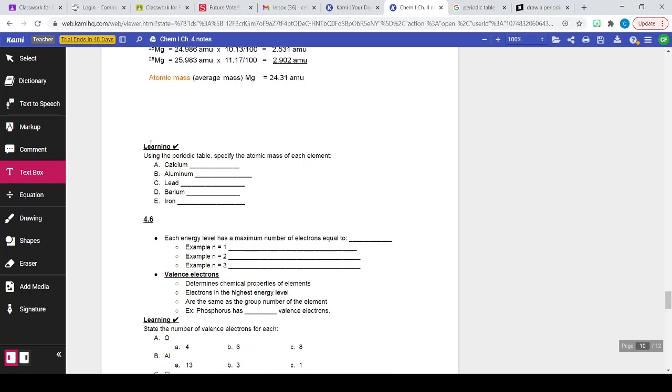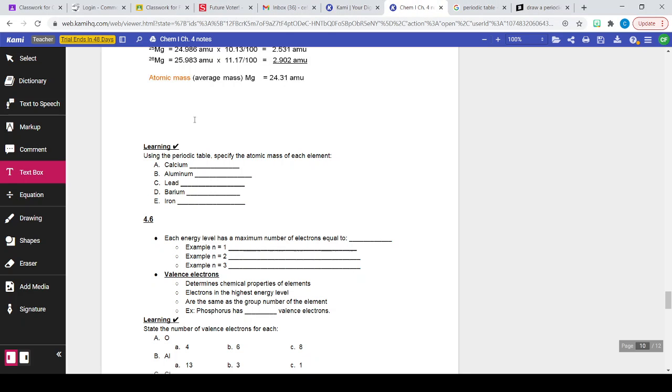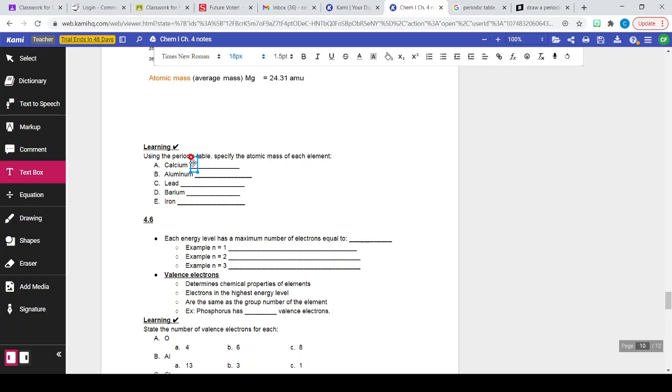Now this learning check, using the periodic table, specify the atomic mass. So all you're doing here, guys, is like for A, calcium. I'm going to find calcium on the periodic table, and it is 40.078. So you are literally just going through your periodic table and you're writing the masses there that you find off of your periodic table.